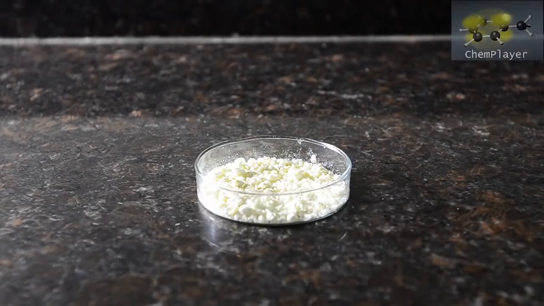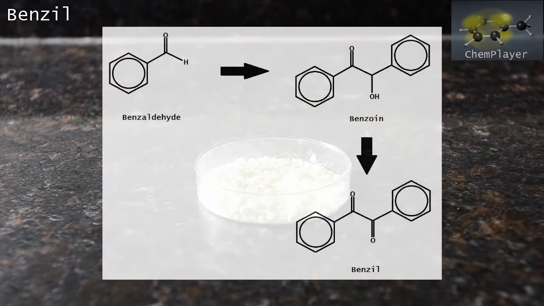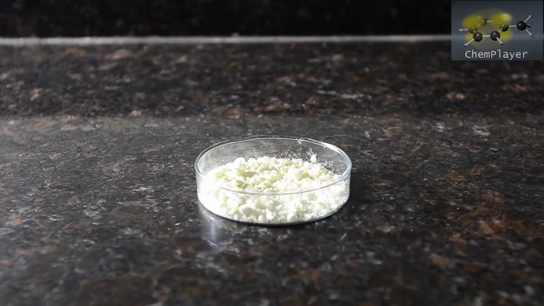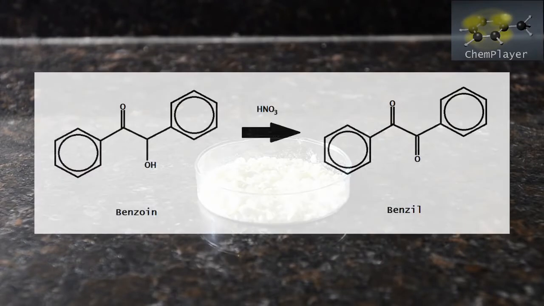In our previous video we prepared benzil via the reaction from benzoin, which in turn was prepared from benzaldehyde, which we prepared before in a few different videos. Now we're going to continue this reaction sequence and use the benzil we prepared to synthesize benzilic acid.